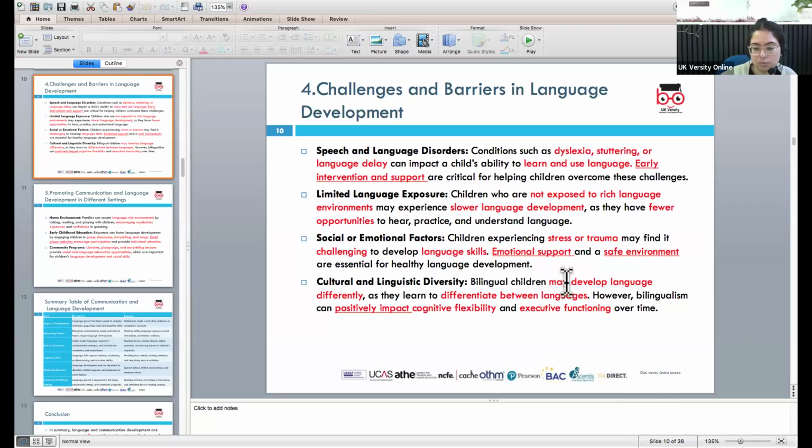But of course, they may develop language differently, and because they have to differentiate between languages, it's a barrier and a challenge to language development. So they might learn a language differently. They might combine two languages when speaking, which is not correct when interacting with people who only speak one language. So it can be a challenge and a barrier when they're speaking. Okay.